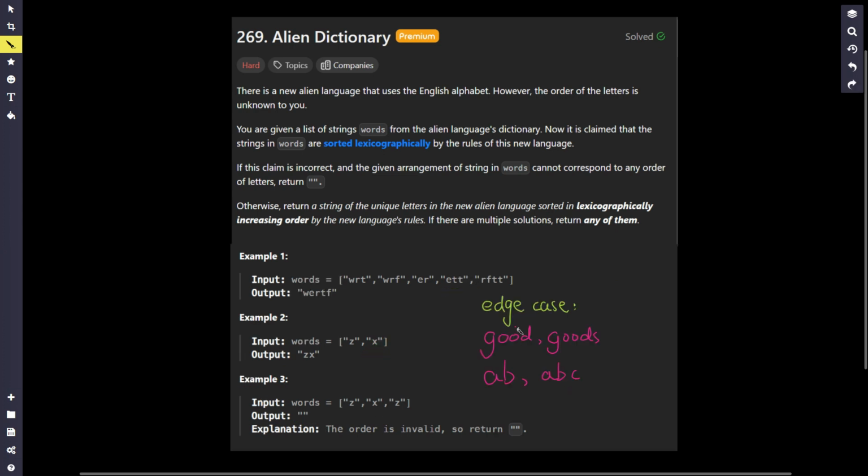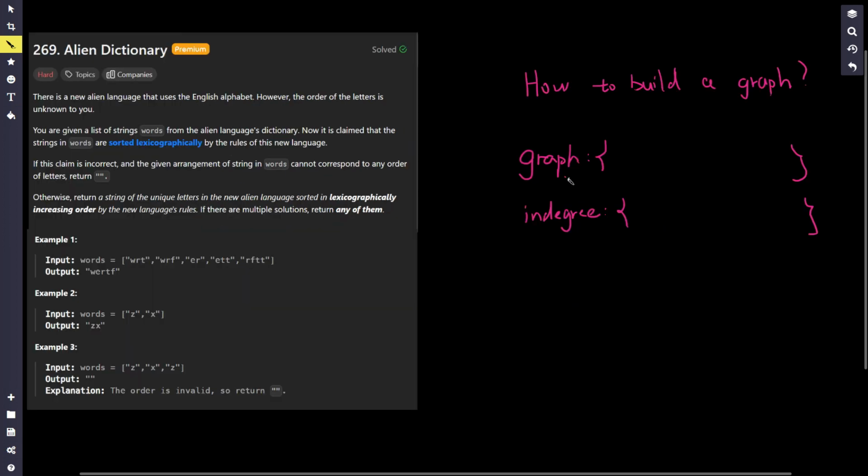There is an edge case that we need to consider. In modern English, good always comes before goods. So by going through all the letters, if, for example, for AB and ABC, the first two letters are the same, and we cannot go to the third because the first word has fewer letters, then AB is always above ABC. So no matter how long the rest of the letters are, the word with the fewest length always shows up first. It sounds like a pretty complicated problem.